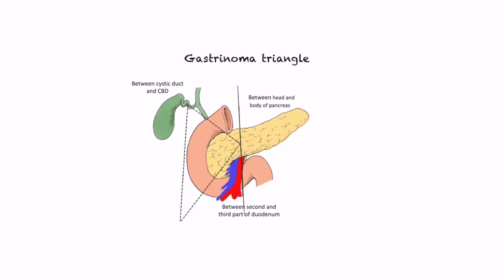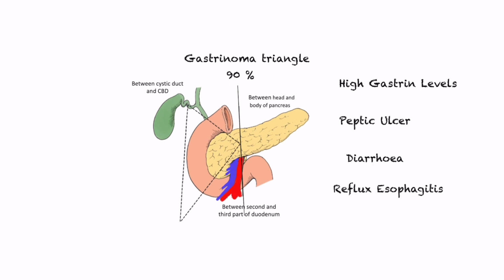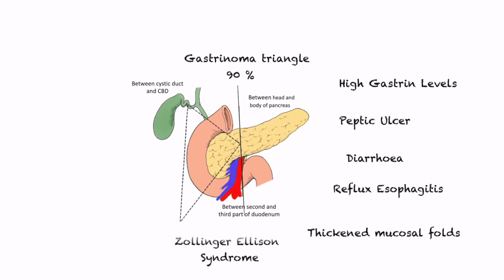Gastrinoma. Gastrinomas are generally found in around 90% of cases within the gastrinoma triangle, which was described in 1984 to aid surgeons in finding these frequently diminutive tumors. The extraordinarily high levels of gastrin secreted by these tumors are the cause of the recurrent peptic ulcers, diarrhea, and reflux esophagitis experienced by most patients and cause the thickened mucosal folds in the stomach that are a hallmark of the disease. These presentations are collectively called Zollinger-Ellison syndrome.